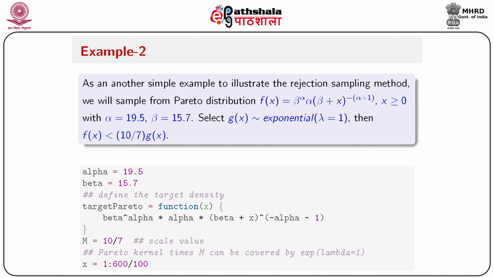We'll sample from the Pareto distribution f(x) = beta to the power alpha times (beta + x) to the power minus (alpha + 1), where x is greater than or equal to 0, with the parameters alpha equal to 19.5 and beta equal to 15.7. Then select g(x) from the exponential with lambda equal to 1. So g(x) is assumed to be an exponential distribution with lambda 1. Then f(x) is less than 10/7 g(x), we assume.